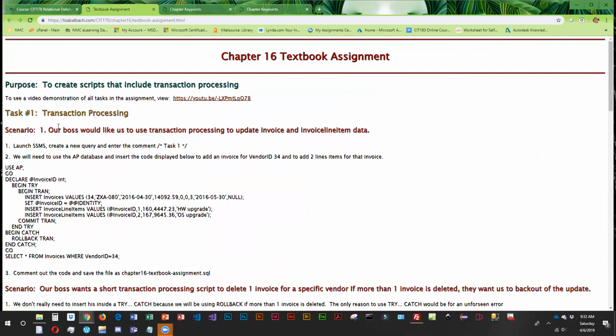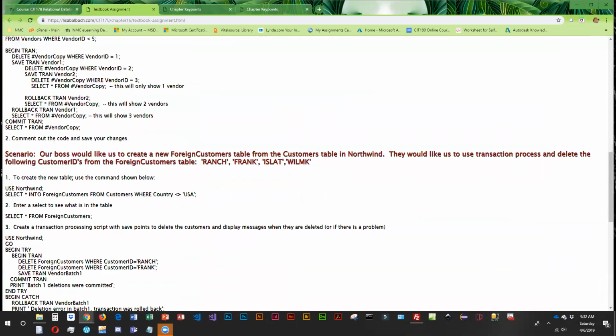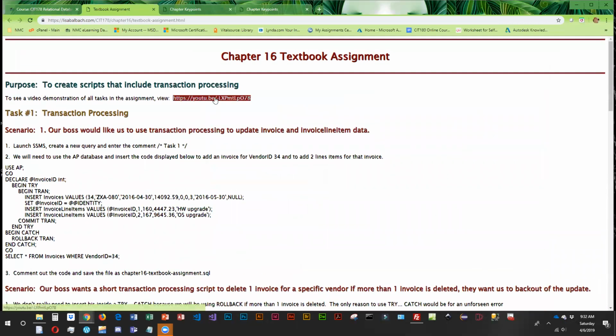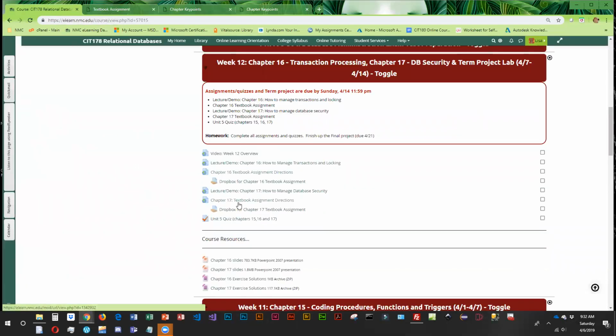And there's basically one task with several different exercises in here. And there is a video that you can watch that will explain to you what's going on when you are working through the different exercises. And after you finish transaction processing, you're going to take a look at database security.